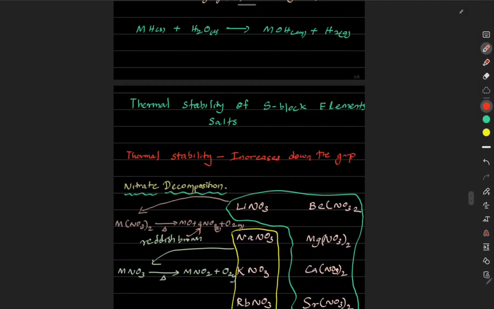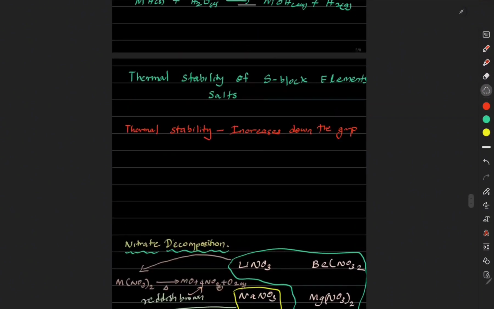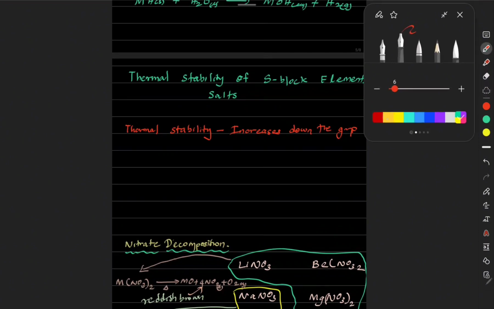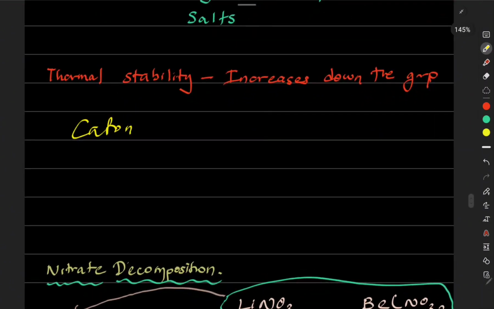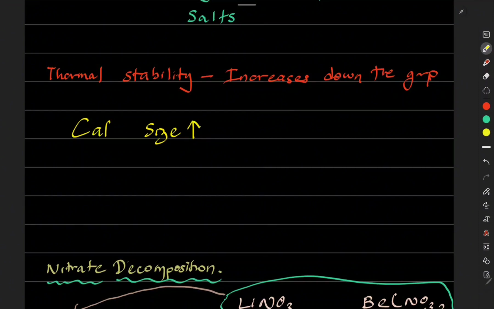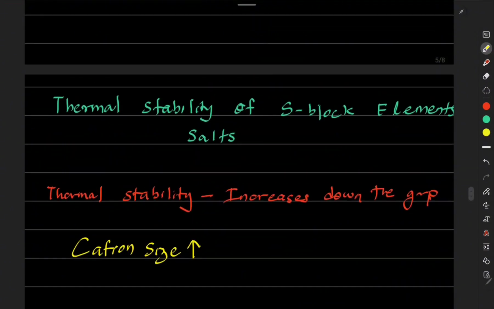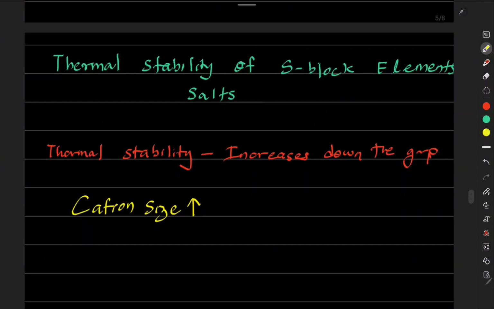Okay, let's talk about the reason. Thermal stability increases down the group due to the radius of the cation increasing and the anion size remaining the same. We'll write here: thermal stability. Cation size increases down the group.